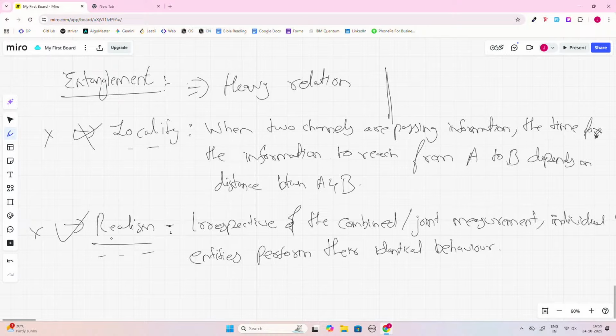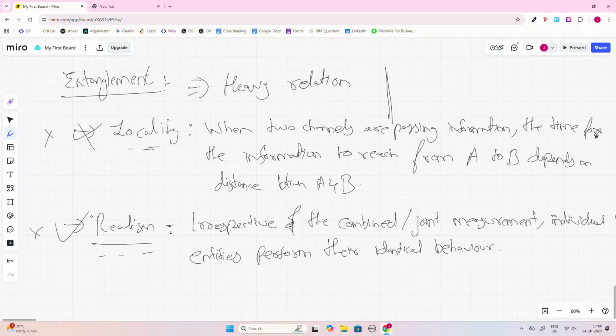Now, how is realism breaking? No one knows whether realism is breaking or not. That's actually still in research. The point is, locality needs to break, and locality is already broken. Locality is officially broken, so that won't be a problem.